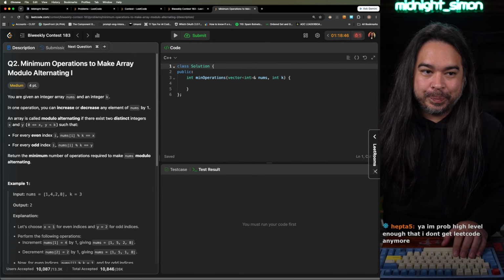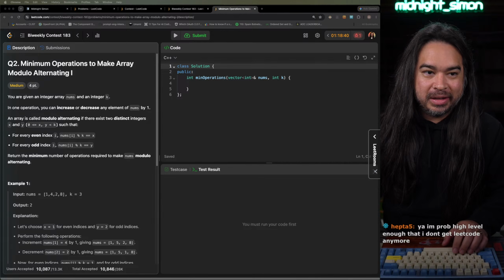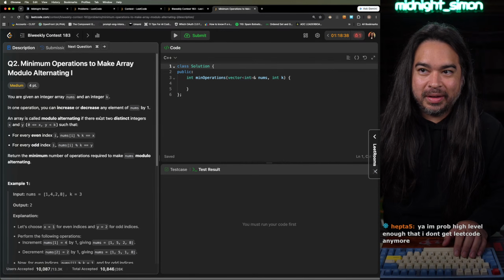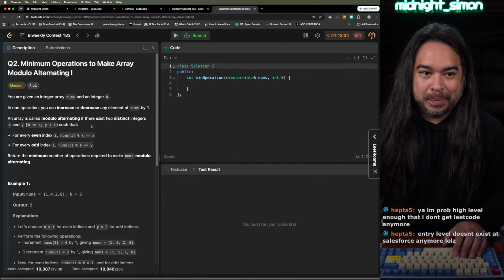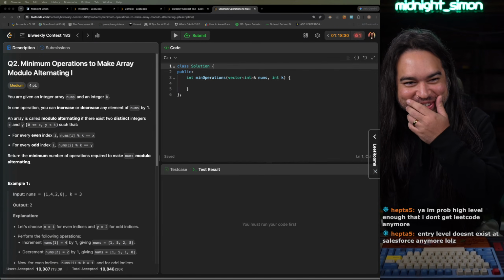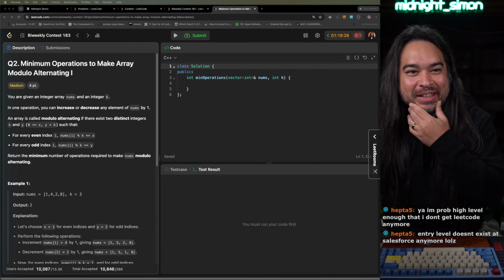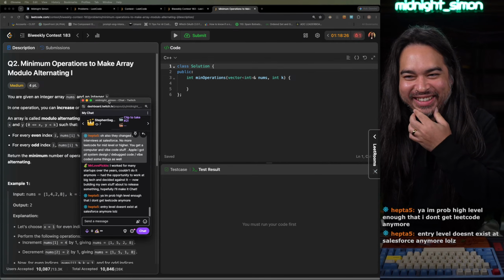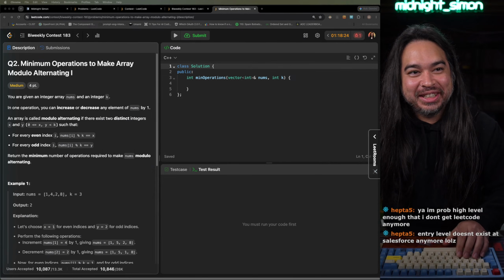Q2. Probably high enough level that I don't get LeetCode anymore. Yeah. I would imagine at that level. Entry level doesn't exist at Salesforce anymore? What do you mean? I guess, right?